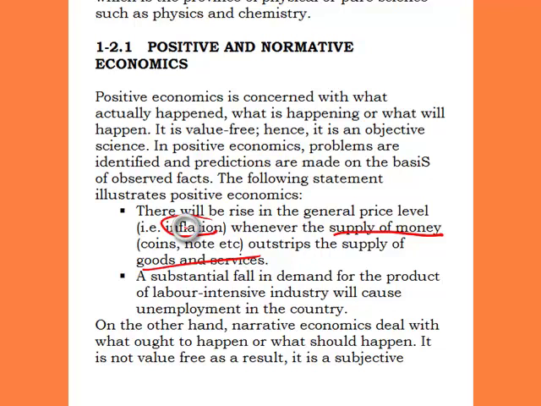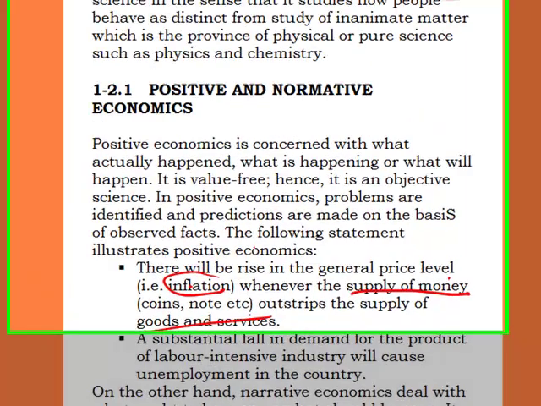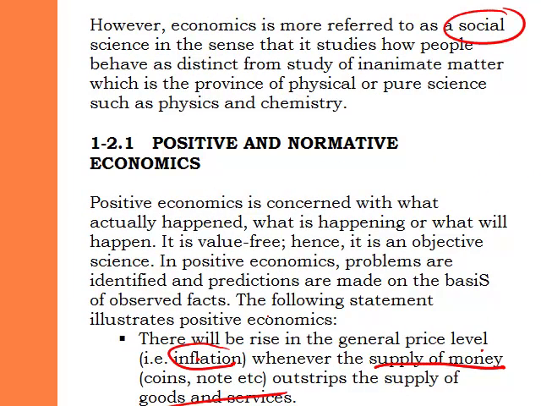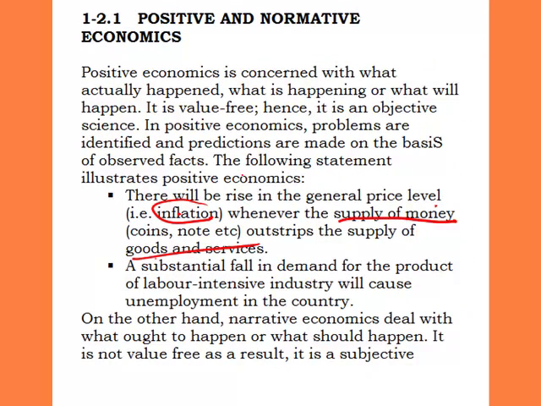Inflation can only occur when the money in circulation is more than the goods and services in circulation. That is why it is positive economics, because it is value free, it is not judgmental, it is not biased. It is premised on fact. Any issues in economics that are premised on verifiable facts, verifiable data, we call positive economics. Let's look at another instance of positive economics.